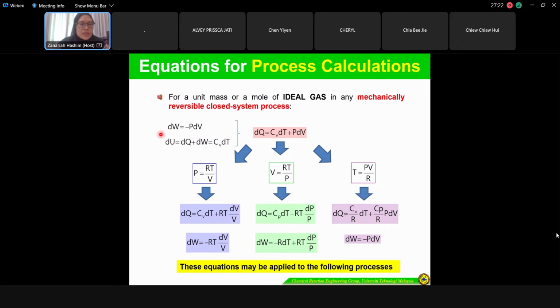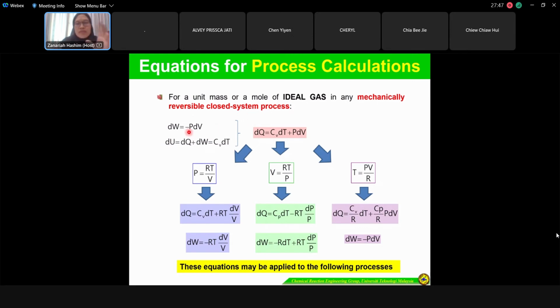So the first equation is for the work here. During our first lecture, I told you that there are two types of work. The first is the push-pull work. The push-pull work is related to force, okay? But remember again, this is work related to gas, okay? And then it's a closed system process.